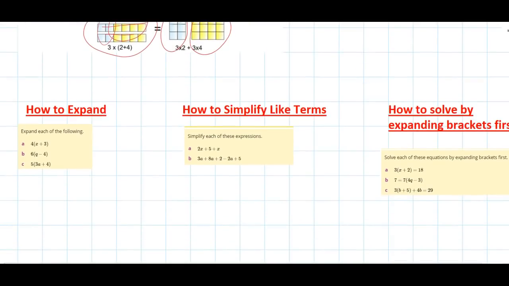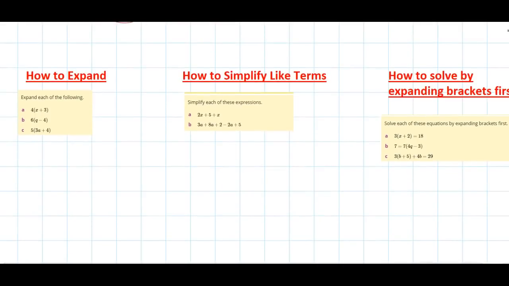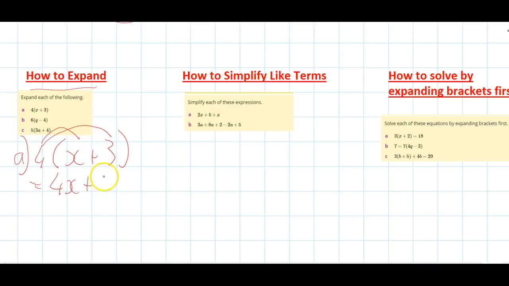What we'll do now is I'm going to show you how to answer these questions and how we use these rules and laws to help us expand equations with brackets. First off, we're just going to expand these. So I have 4 times (x plus 3). I am multiplying the number outside the brackets by both terms inside. So I should have 4x plus 4 times 3, which is 12. So I've expanded these brackets to get that answer.